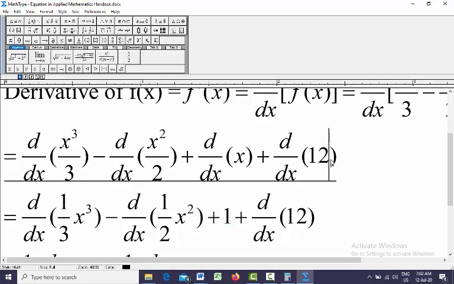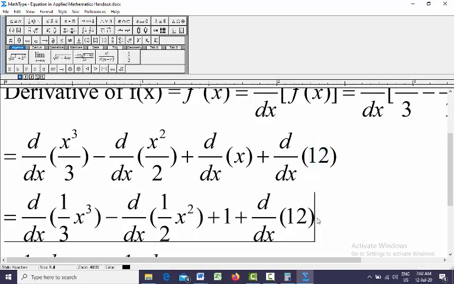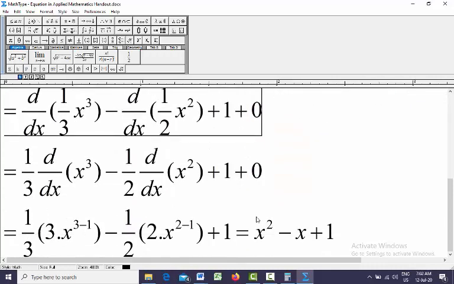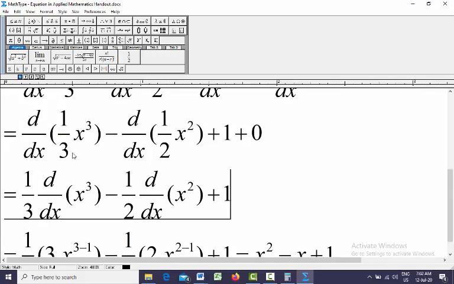Here we do not have any x, we do not have any variable. So if you do differentiation, since we do not have any x there, this is a constant. So the differentiation of a constant is 0. You don't need to write 0 here, you can just omit it.